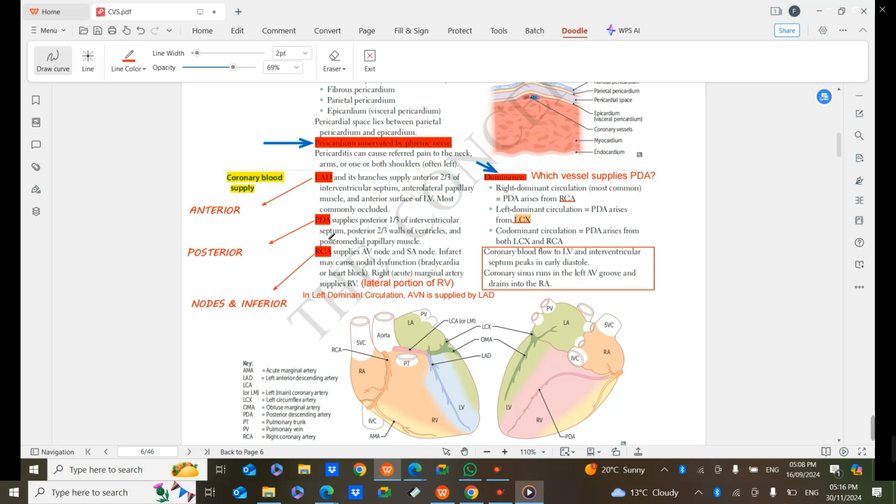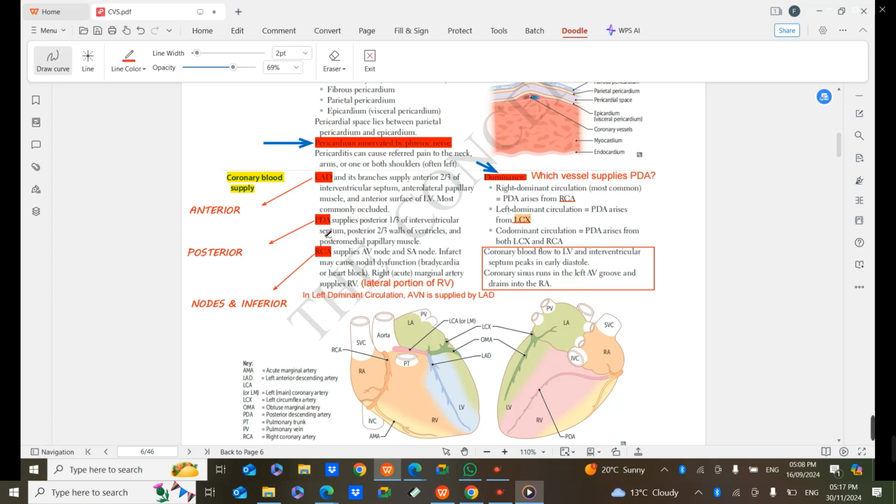What of the posterior? Posterior descending artery. We'll be thinking towards anything posterior. If they mention in the question the posterior part of the interventricular septum, pick PDA. If they are talking about the posterior part of the heart, pick PDA. If they mention something like posteromedial, I can see posterior in the name, pick PDA. Is that not easy enough?